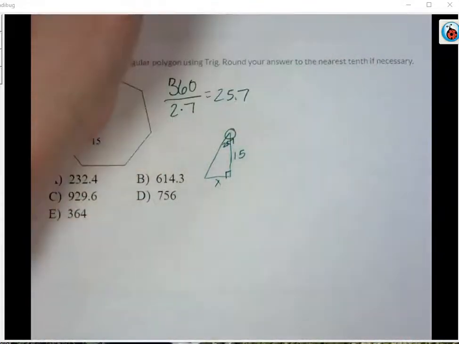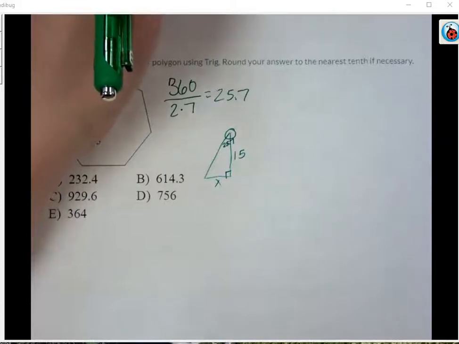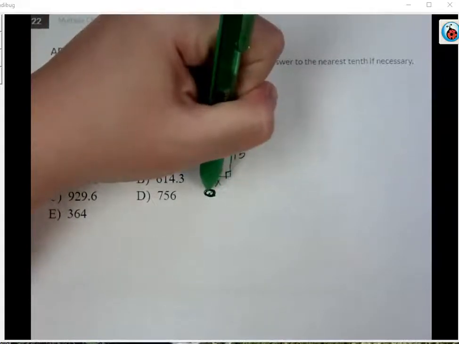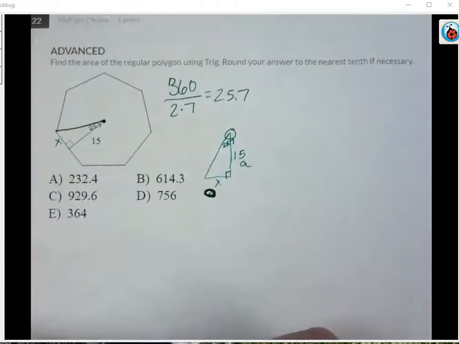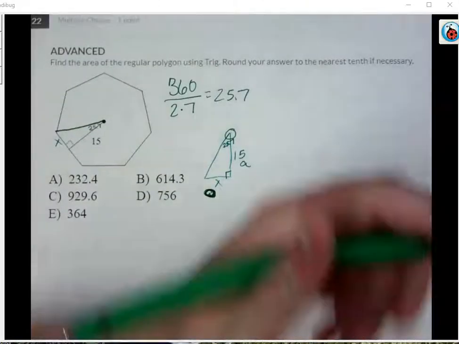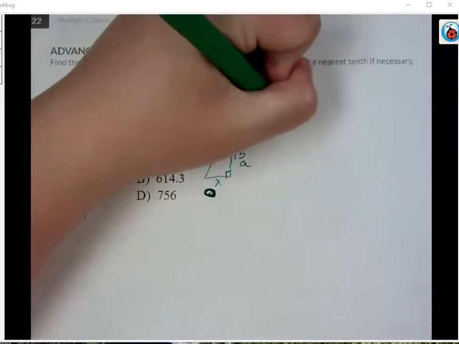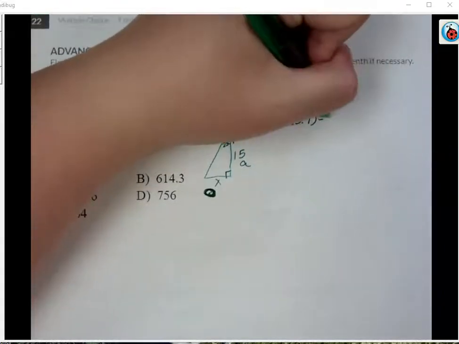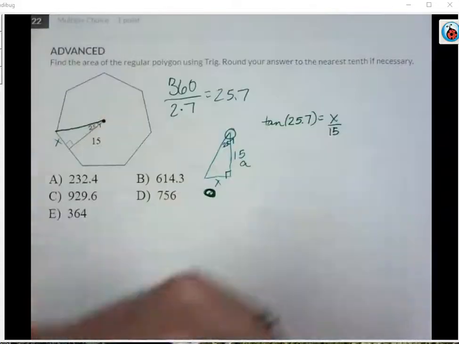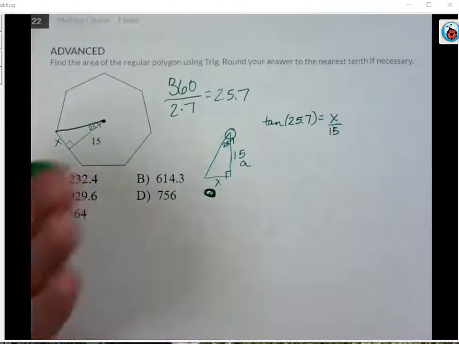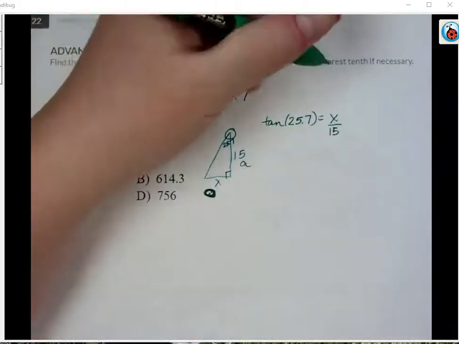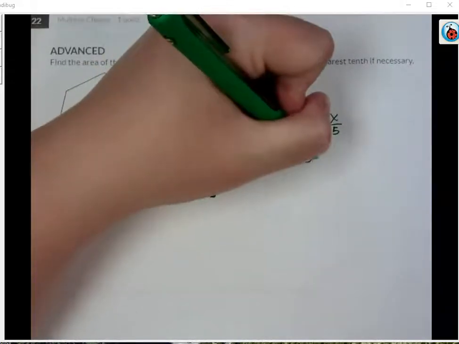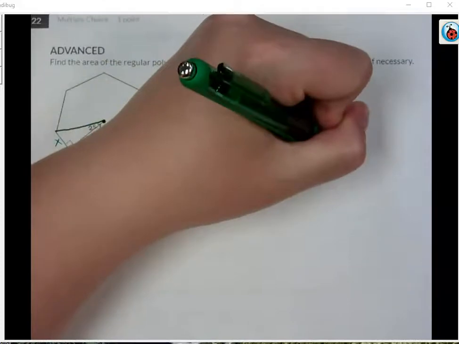Because it's SOHCAHTOA, some old hippie caught another hippie tripping on apples. So T is opposite over adjacent, O and A. So tangent of my angle, always the angle in the parentheses, equals x over 15. So since x is on top, we are going to multiply. If x was on bottom, we would divide the 15 and the 25.7. But we multiply. So always put your number first, 15, and then put your trig function second, whether you're multiplying or dividing.